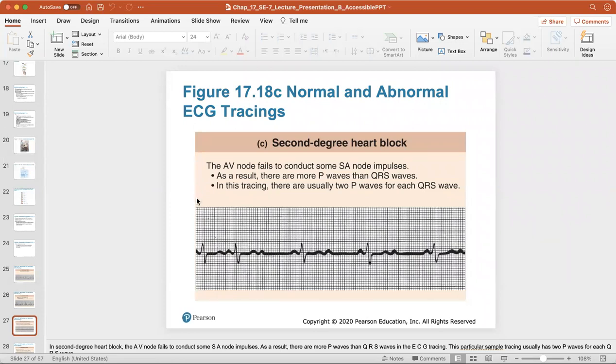So in this tracing, there will usually be 2 P waves for each QRS complex, and that's why we call this second-degree heart block. It's a 2-to-1 ratio of P waves to QRS complexes.